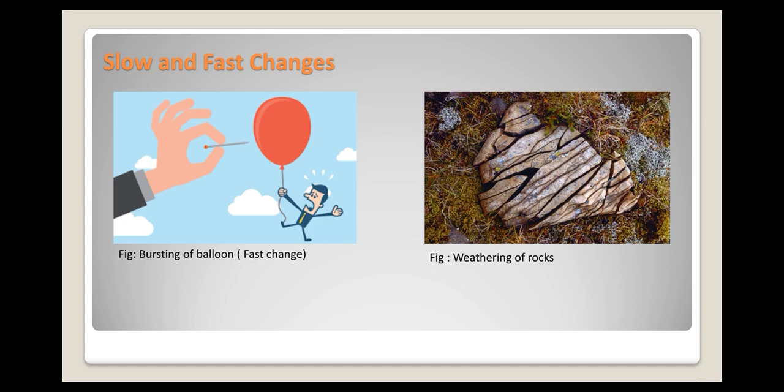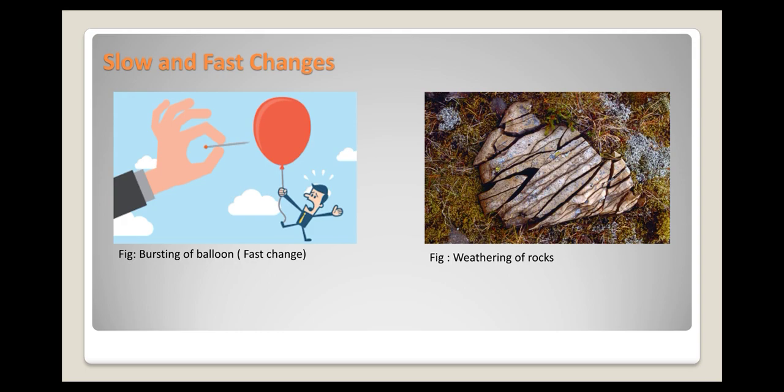Now there are more examples of slow change such as cooking of food, rusting of iron, evaporation of water, melting of wax, and fast changes are such as bursting of a firecracker, breaking of a glass tumbler, that is a fast change.